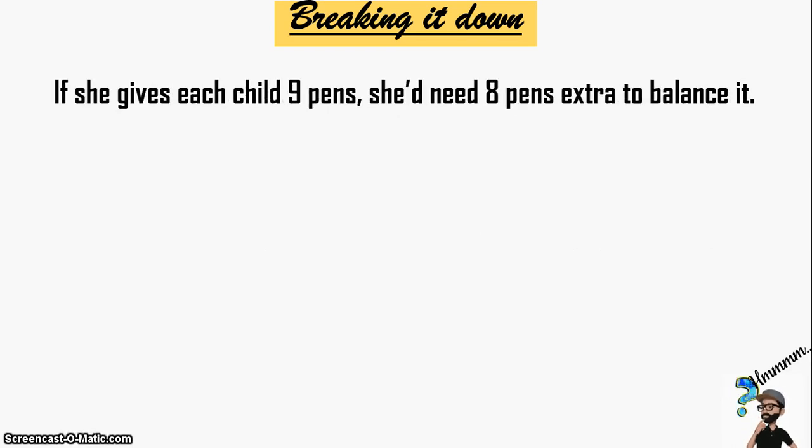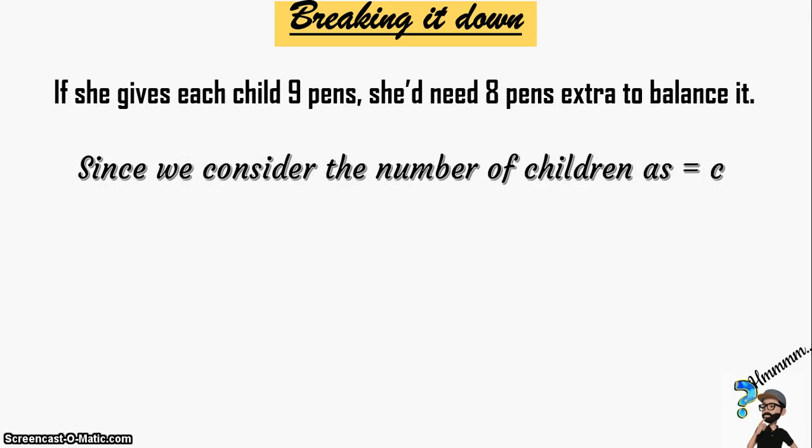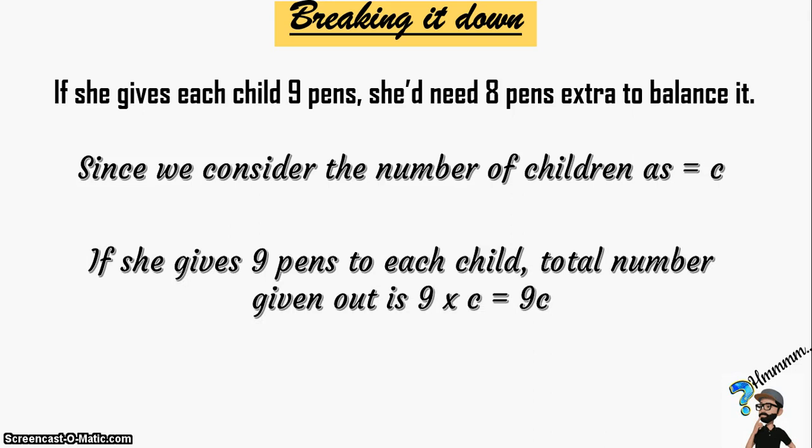If she gives each child 9 pence, she would need 8 pence extra to balance it. Study this again. Again, we don't know the number of children, so as before, we take it as C, the same letter as before. Number of children remains C. So if she gives 9 pence, how many pence do you think she would give out? Like before, 9 times C, and that would give you 9C.